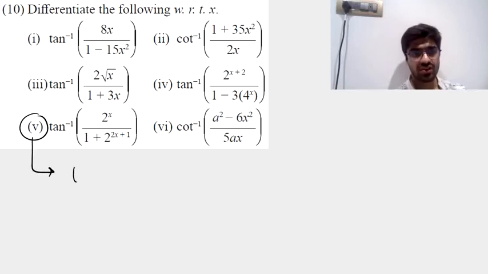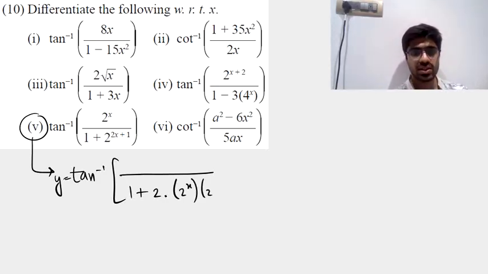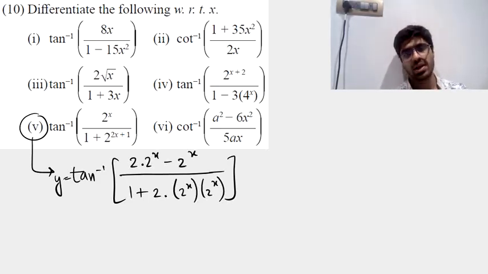Continuing with the fifth one, so we have tan inverse of, in the denominator it is 1 plus 2 power 2x plus 1, so it's 2 power 2x into 2 power 1. So it's 2 into 2 power 2x, and 2 power 2x is like 2 power x into 2 power x. And the numerator, you can write that as 2 into 2 power x minus 2 power x. And yeah, that should be it. So 2 into 2 power x, keep them in one bracket.